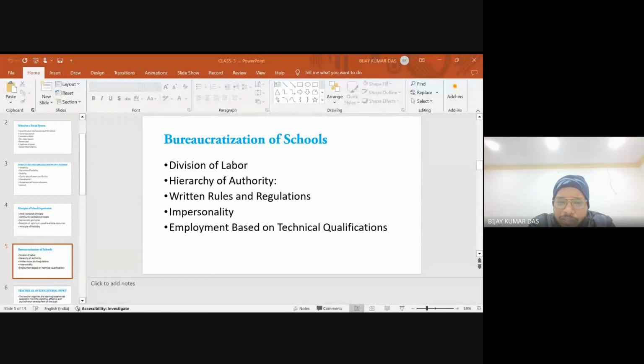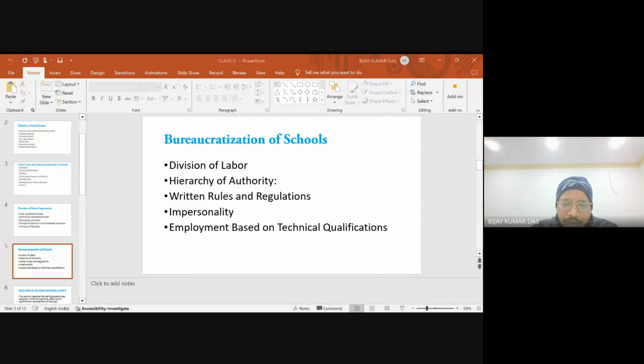Those who are given the sole responsibility to work with the children, isn't it? And also to help the children who have a certain kind of disabilities, maybe learning disabilities or any kind of physical impairments, you may say. Fine. So the division of labor is a very important thing for the bureaucratization of school.